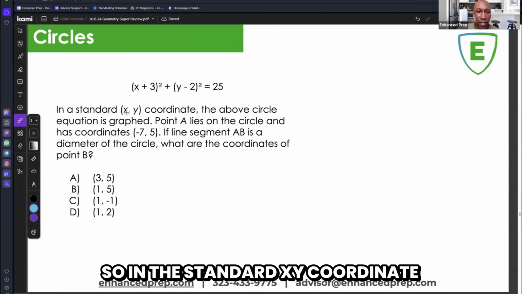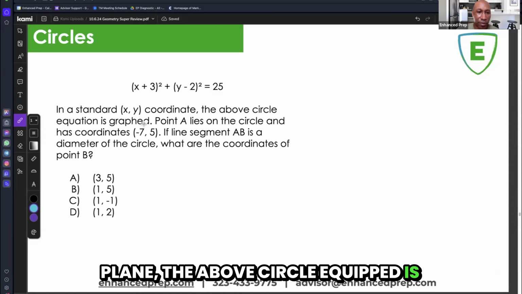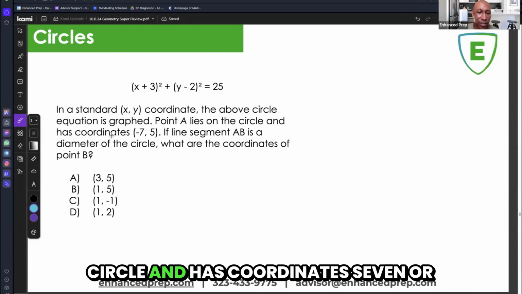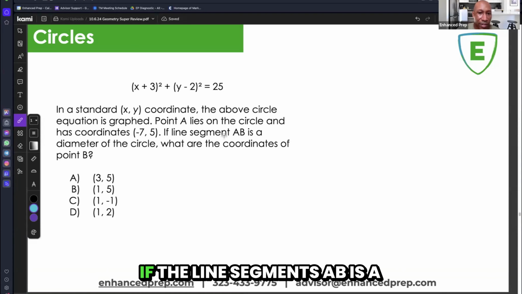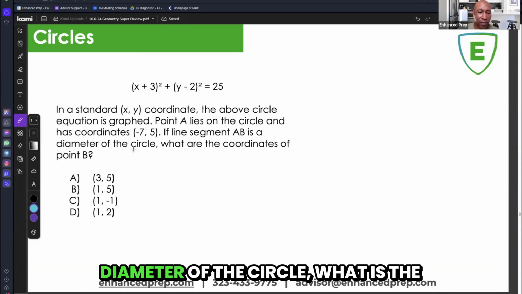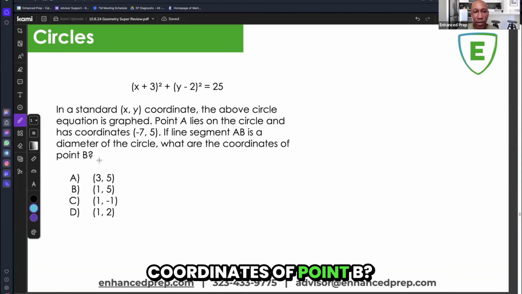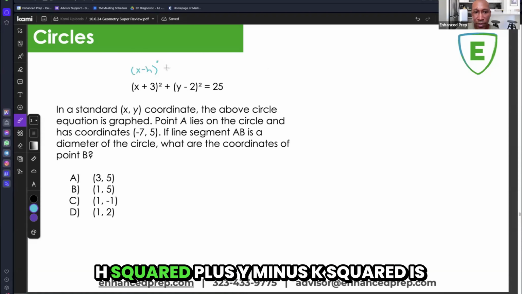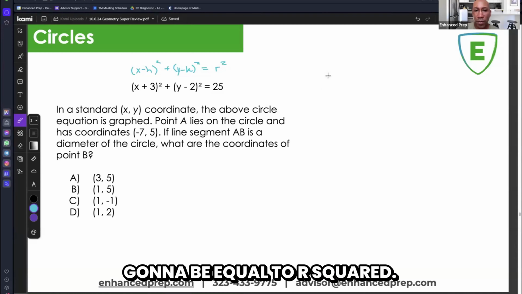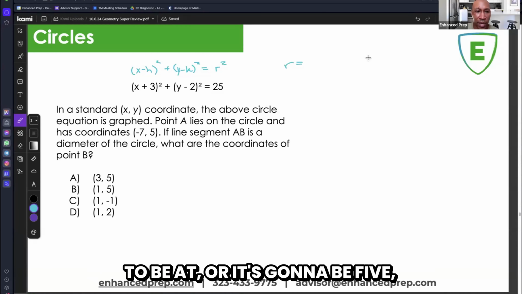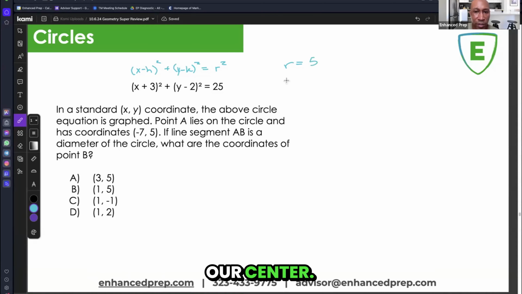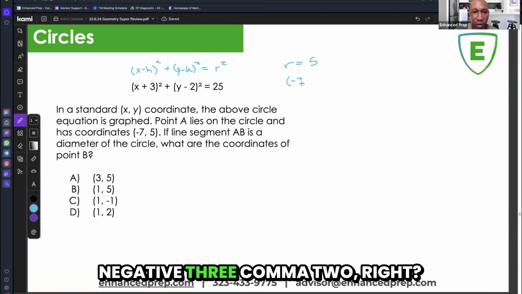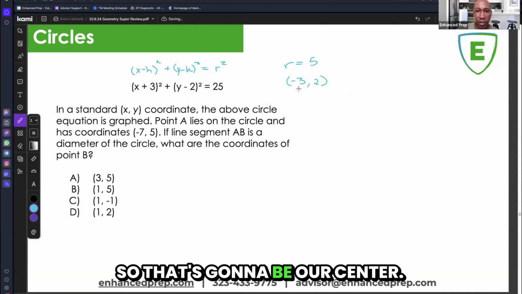So in the standard xy coordinate plane, the above circle equation is graphed. Point A lies on the circle and has coordinates (-7, 5). If the line segment AB is a diameter of the circle, what are the coordinates of point B? So we know that this right here is our radius squared. So (x minus h) squared plus (y minus k) squared is going to be equal to r squared. So we know that our radius is going to be 5. Our center is going to be (h, k), so it's going to be (-3, 2), right? So that's going to be our center.